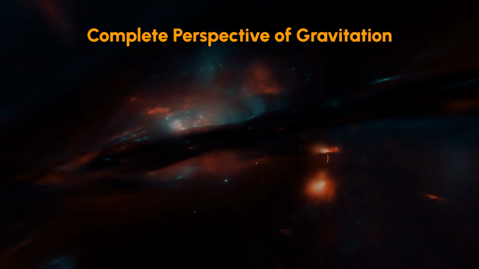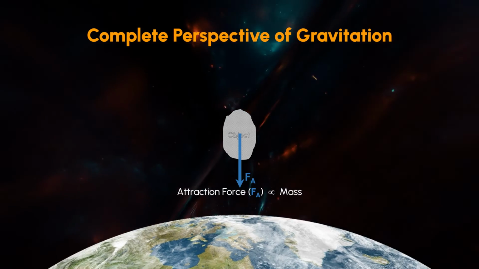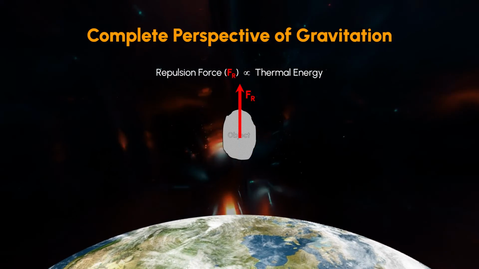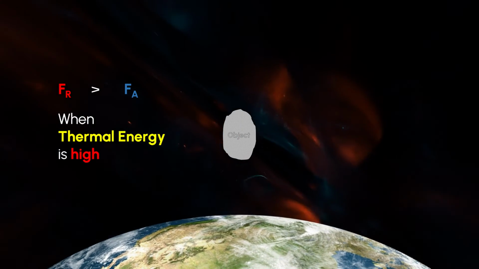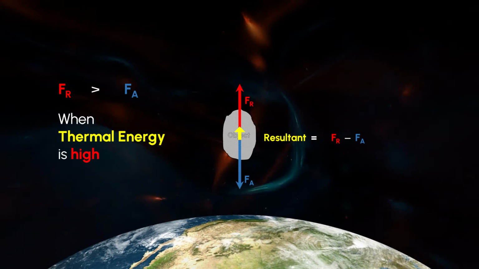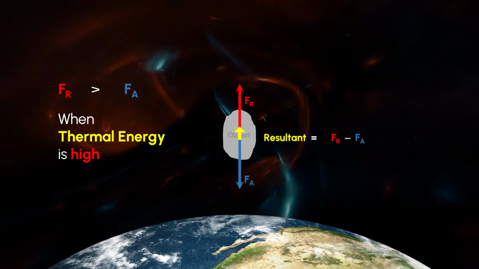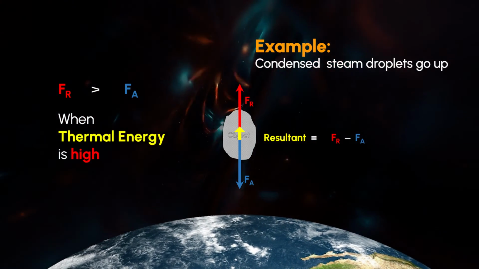It has been known that gravitational attraction force is proportional to the mass. Further research in this program has revealed that gravitational repulsion force is proportional to the thermal energy. When thermal energy is high, repulsion force is greater than attraction force. The resultant is in the upward direction. Example, condensed steam droplets going up like you saw in the video.